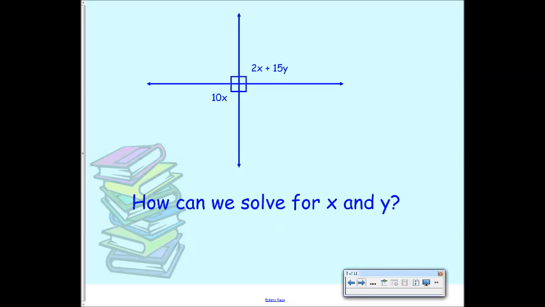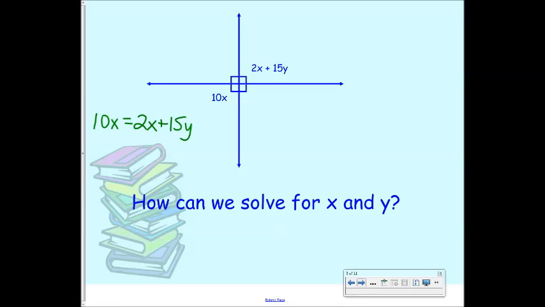All right, what about with something like this? How can we solve for x and y here? Micah? I was thinking equal since they are each. Okay, so we know that they're both 90, so I could make them equal to each other. That's true. And if I do that, 10x equals 2x plus 15y. That's absolutely true. Nothing's wrong with that. But can I do it? Why not? It's got an x and a y.